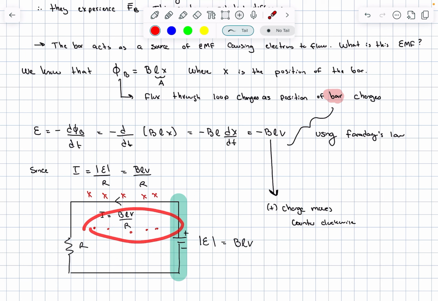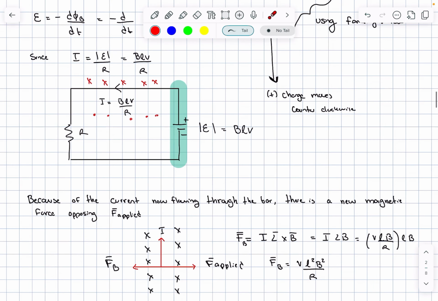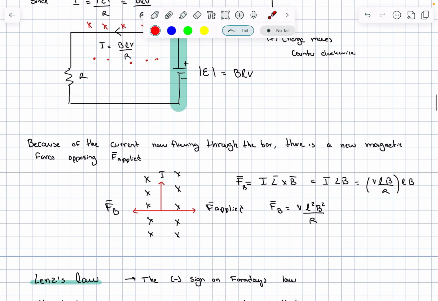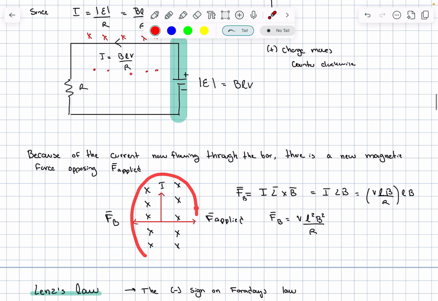So these are new, right? Originally we just had this into-the-page magnetic field everywhere, but now because of this EMF that's been induced, we have this current. This current is then going to induce a new magnetic field here. So because of the current now flowing through the bar, there's a new magnetic force opposing F applied. Because we have this new magnetic field, there's going to be another magnetic force that is experienced here. What we see is that this is the original magnetic field, those little X's.